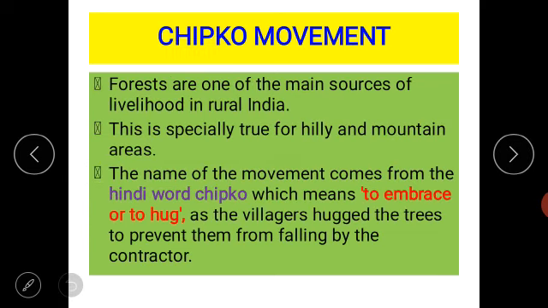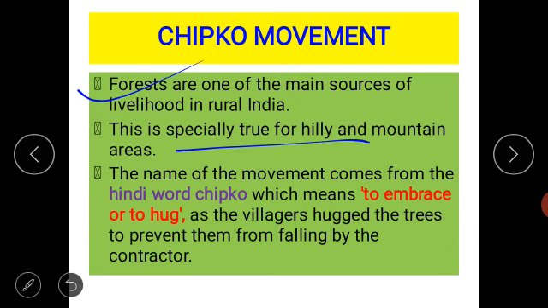Yes, next point is the Chipko movement. In the Chipko movement, what happened? There was cutting of plants to a large extent, and it was disturbing the ecological balance. So people started the Chipko movement. Forests are one of the main sources of livelihood in rural India. This is especially true for hilly and mountain areas.